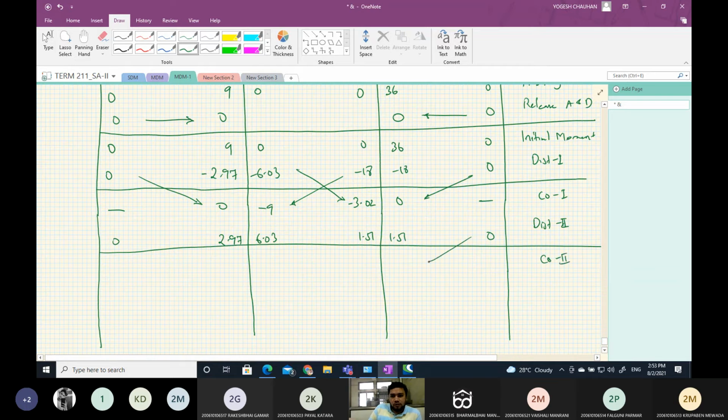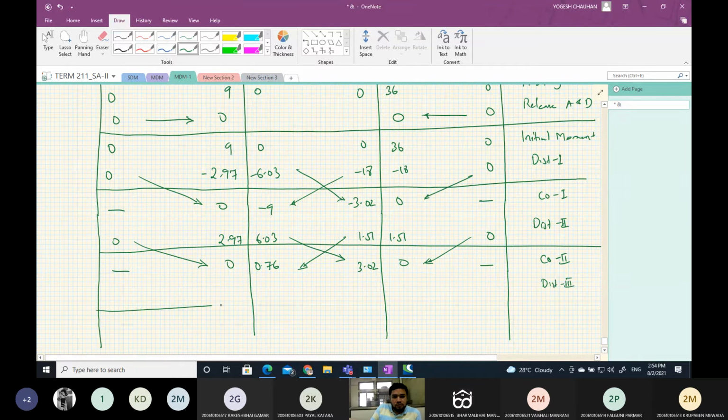Carry over: this will be carried forward here. This cannot be carried forward here, so dash. This cannot be carried forward here, and half of this will be carried forward here, 0.76, and half of this will be 3.02. Now still we have unbalanced moments of 0.76 and 3.02 here, so one more cycle.